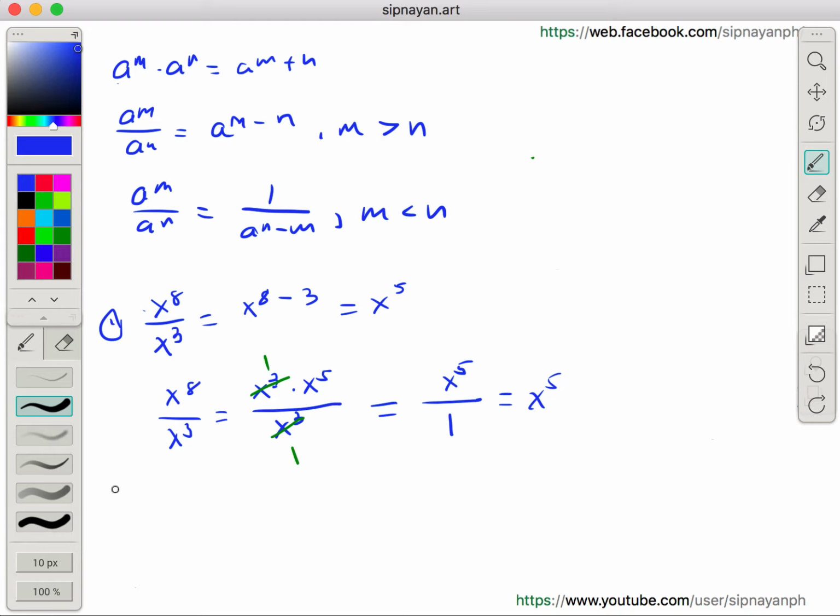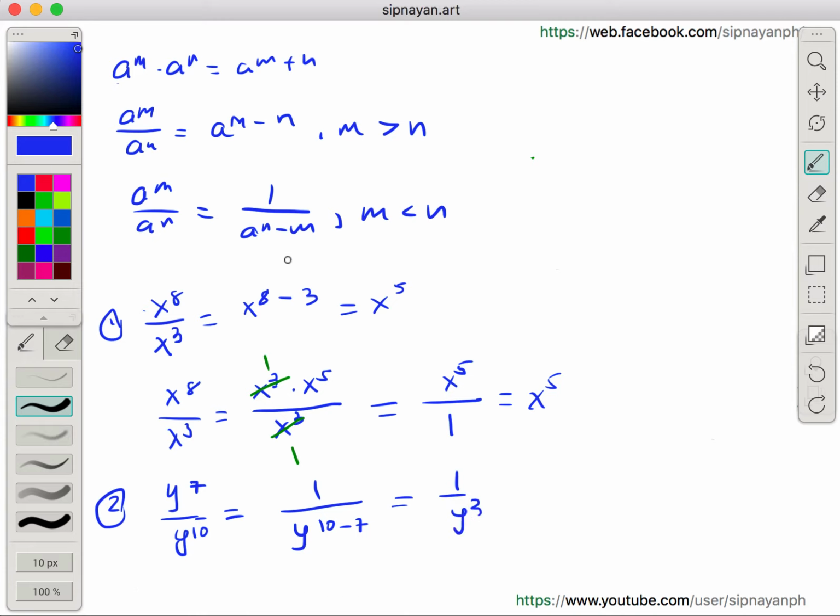Number 2, we have y raised to the 7th over y raised to 10th power. So by this law, this is equal to 1 over y. Ang n dito, mas malaki sa m. Mas malaki yung nasa baba. So, minus natin yung mas maliit kaysa from the larger. So, that's 10 minus 7. Yung n natin ay 10 at yung m natin ay 7. So, this is equal to 1 over y cubed.